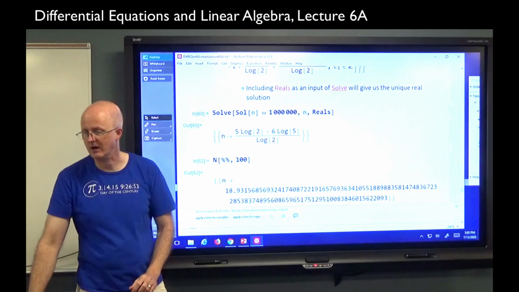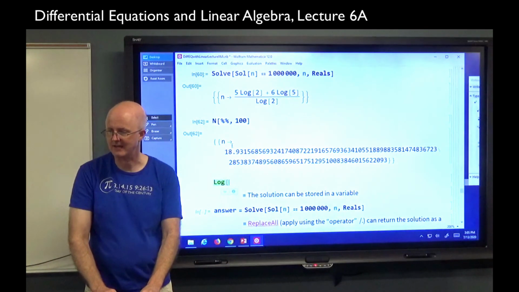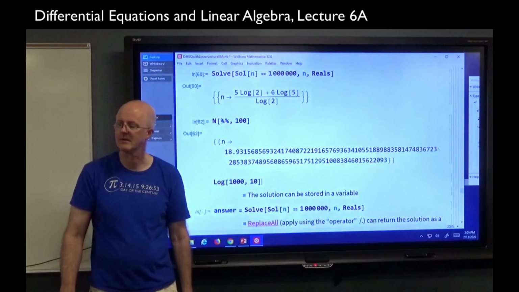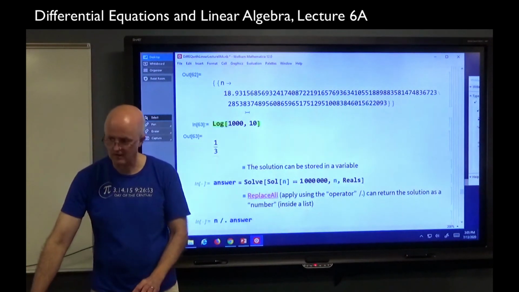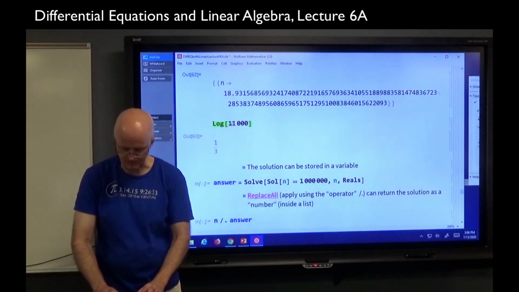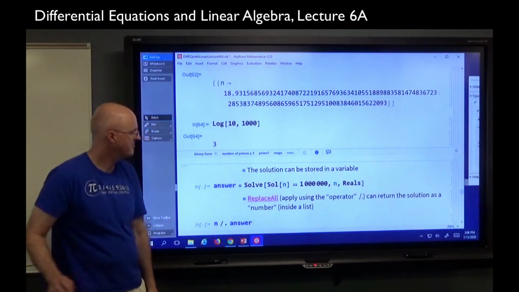If you want a different logarithm, like log base 10, for example, like what's log base 10 of 1,000, you need an extra comma 10 in there. Oops, no, it's the other way around. Put the base first, just like you write by hand. Log base 10 of 1,000, put the 10 first. 3, because 10 to the third is 1,000.